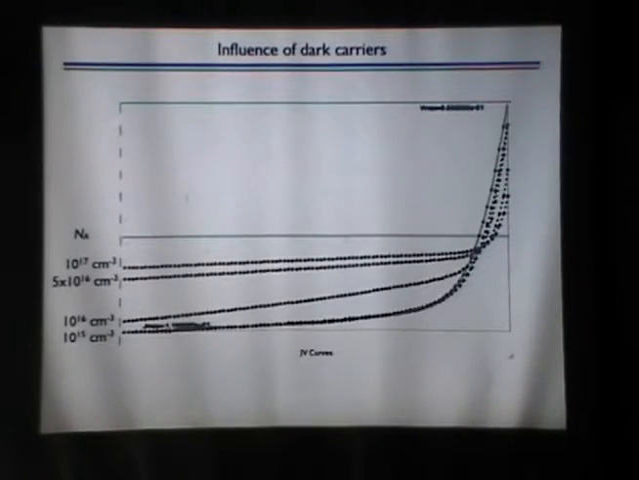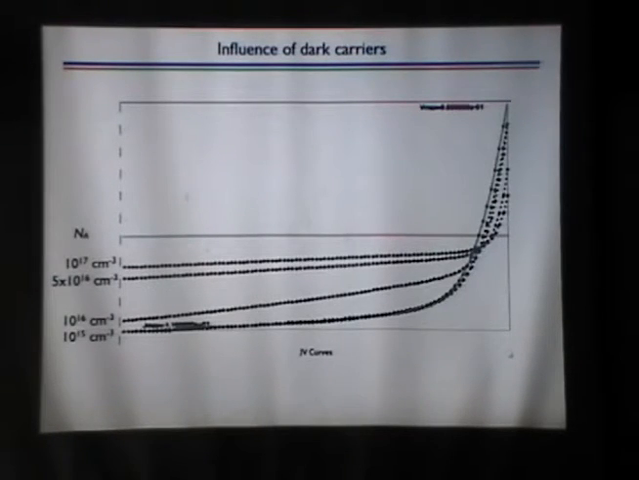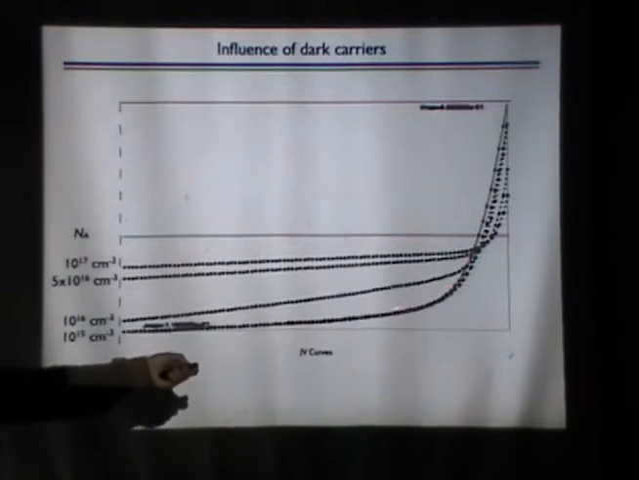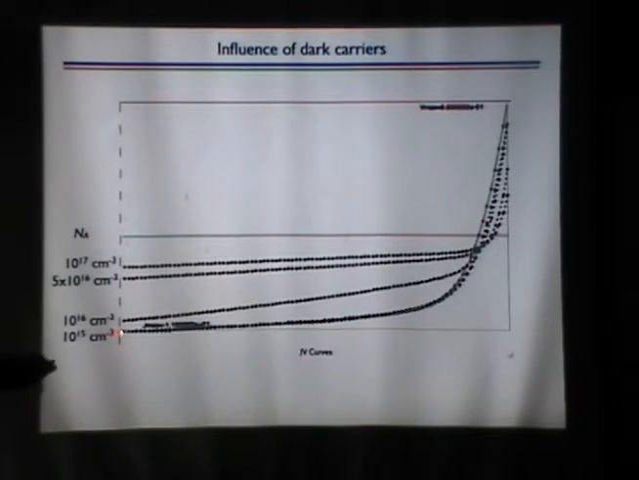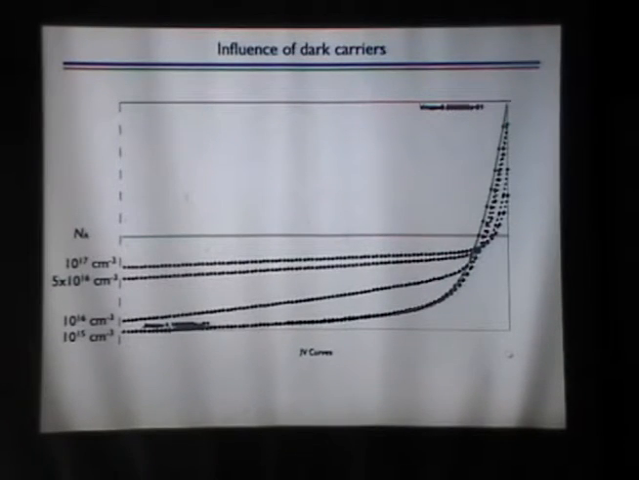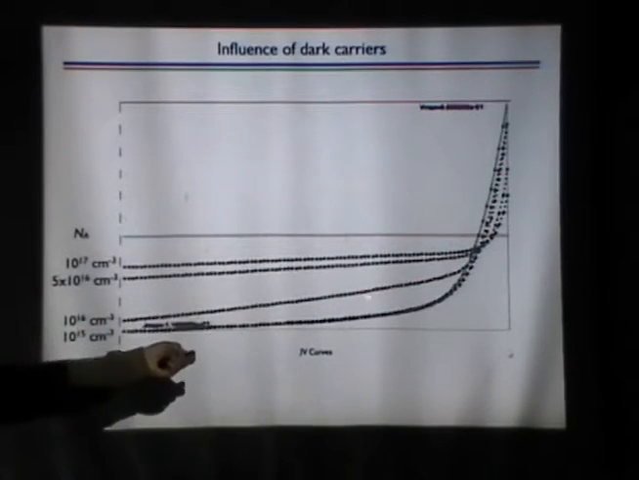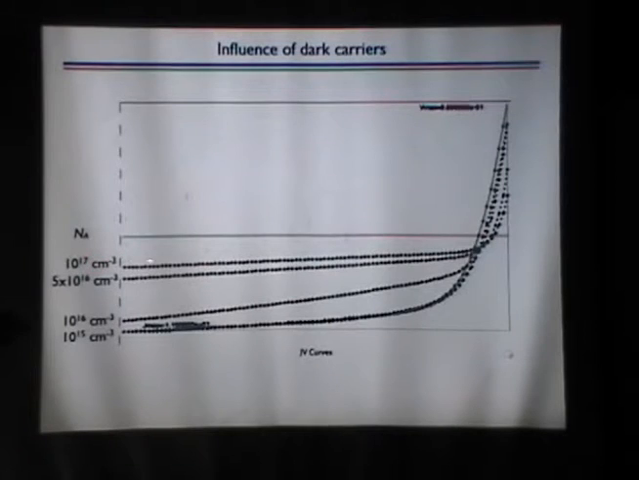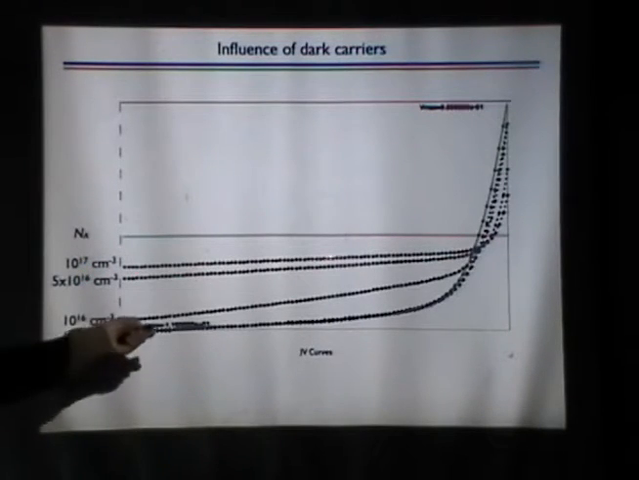Okay, back to the issue of the defects. Remember in the model we had that extra term, C of X, the dark carriers. So let's start turning up the dark carriers and see what happens. If we put in 10 to the 15, which is again a pretty low number, the green curve is with no dark carriers, and the red is with 10 to the 15. There's hardly a change. Go up to 10 to the 16, and it looks like we lost a little bit of short circuit current, and the fill factor is not as good. Go to 10 to the 17, now we really lost a lot of current, and the fill factor is very poor.